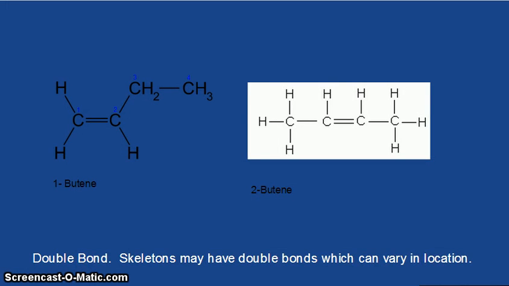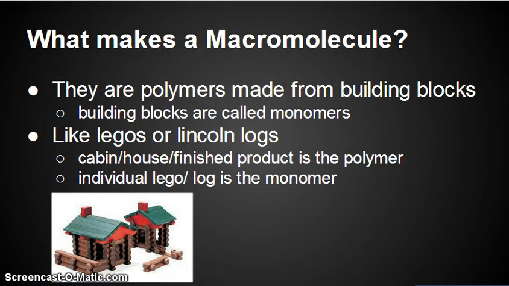Next, we have a double bond, and that double bond can change places. So the skeletons may have double bonds, which may change that location. In 1-butene, we have a double bond at the first carbon. And in 2-butene, we have a double bond at the second carbon. So that location is changing.